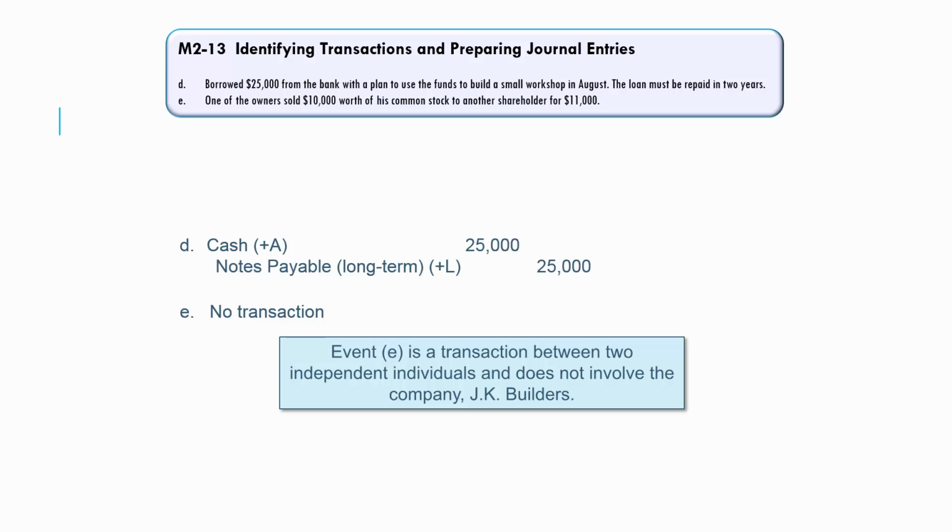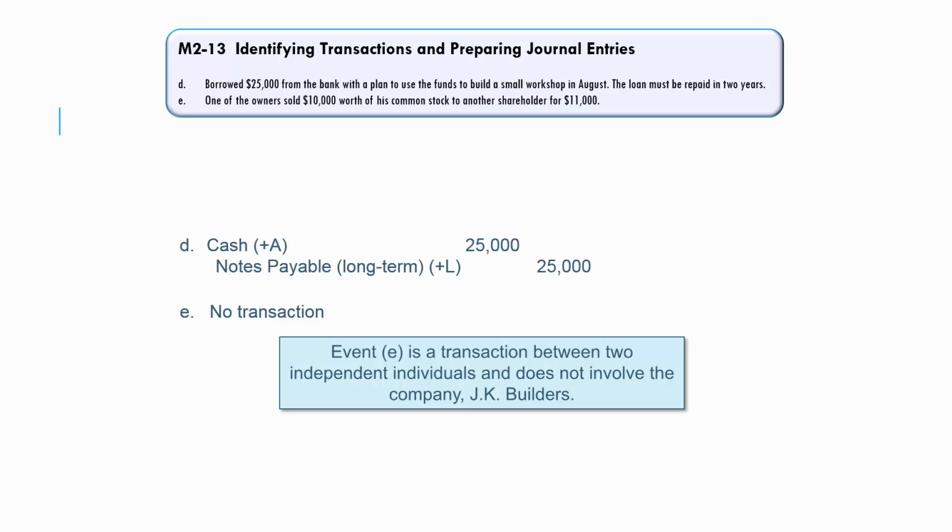One of the owners sold $10,000 worth of his common stock to someone else for $11,000. Now, the key to this thing is, again, to go back to the transaction. Do we get any cash out of it? No cash comes into us from this transaction. It is a transaction between the owner and a new owner, and this transaction has no effect on our company.